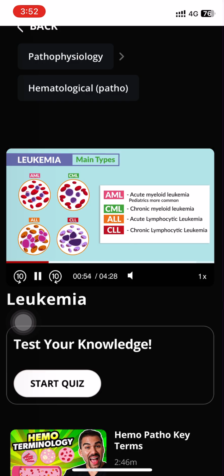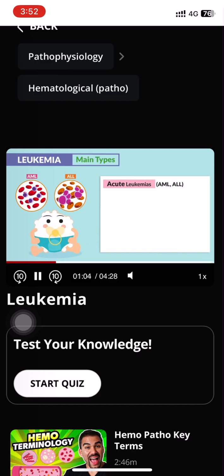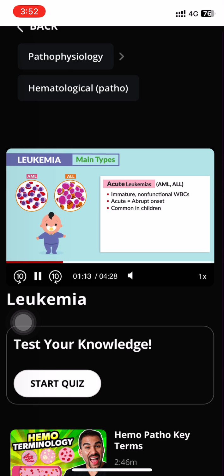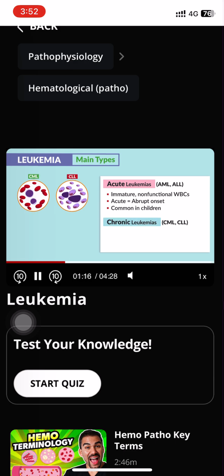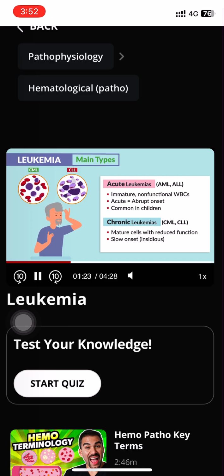Now, the NCLEX doesn't really cover this directly. Okay, now specifically for your pathophysiology class, please be sure to write this down. It's very important. So acute leukemia, we see immature, non-functional WBCs, those white blood cells. So think acute is abrupt onset, very common in children. And for chronic leukemias, we see mature cells with reduced function. So this one is a slower onset, known as insidious, and proceeds gradually. So we commonly see it in older adults.